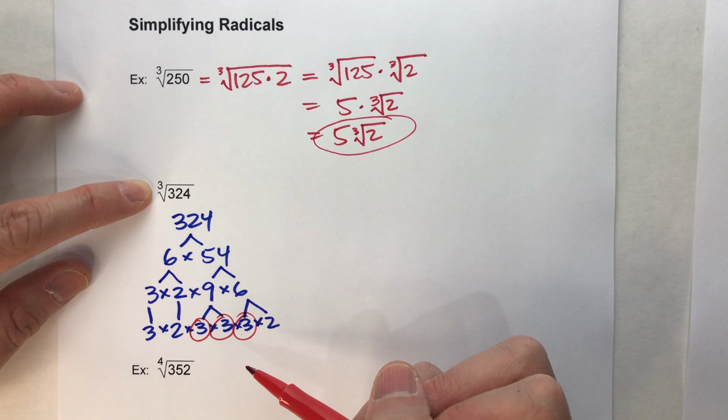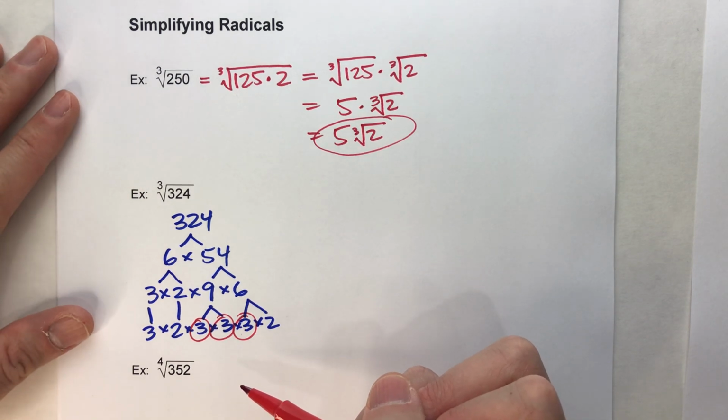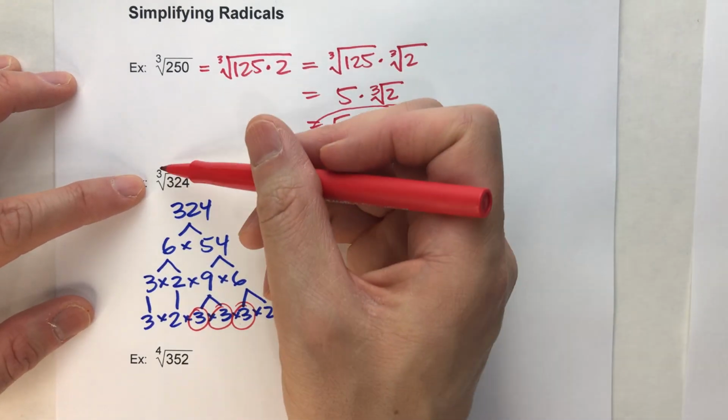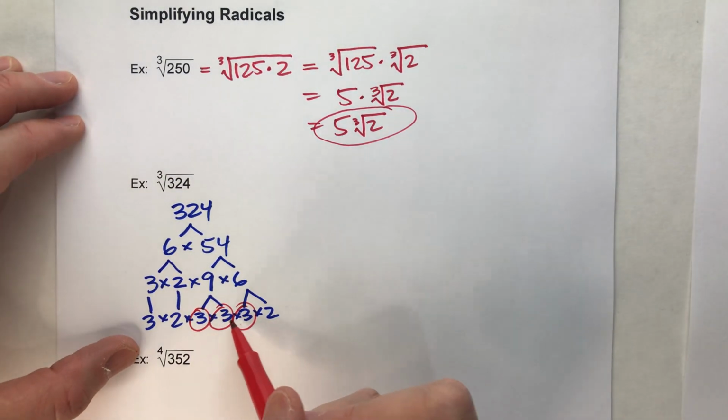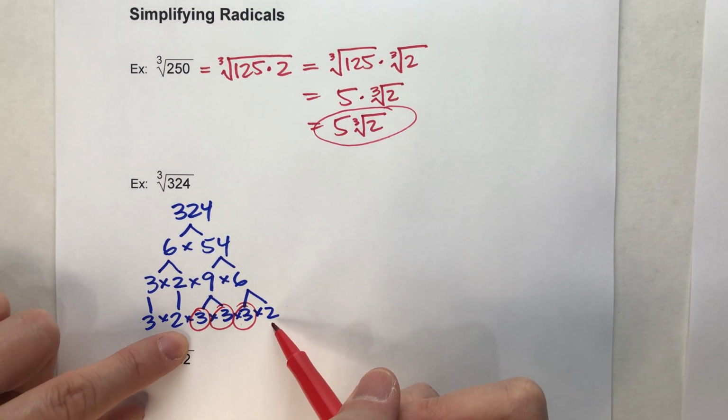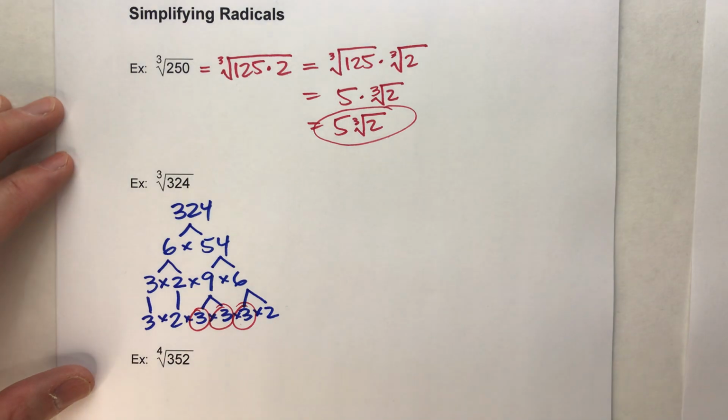Because for a cube root, I'm looking for trios. If it was square roots, I'd look for pairs. If it's fourth roots, which we'll do in a little bit, we'll look for groups of 4. But for cube roots, I'm looking for trios. And there's only one group of 3, one trio. Like there's a pair of 2s, and then there's an extra 3, but we don't need that extra 3.